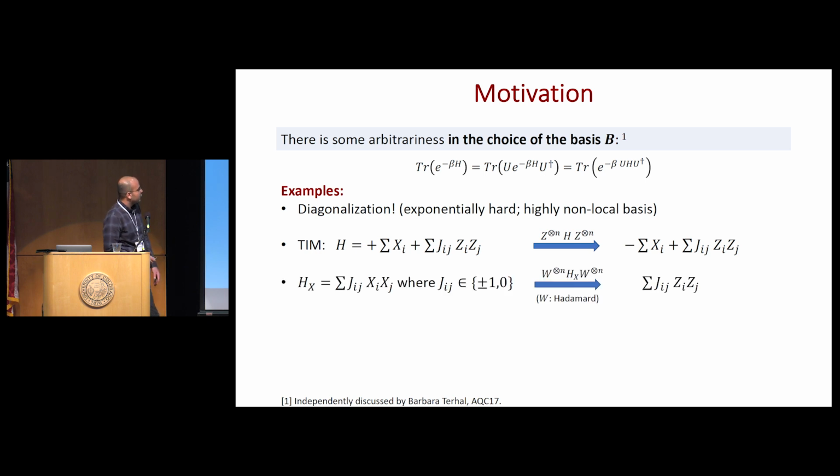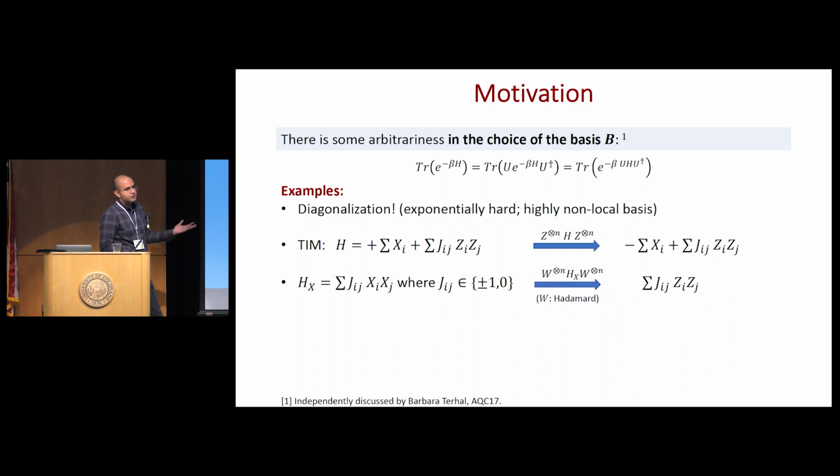You can do another example. I will use this H_X later, so I define it as a weighted sum of two-body X interactions. The J's can be plus or minus. Of course, this is stochastic if you have plus 1 here, since you can see that it has positive off-diagonal elements. But you can trivially see that you can rotate this Hamiltonian and bring it into this form by just conjugating with Hadamard. Sorry, I used W for Hadamard just because I reserved H for Hamiltonians.